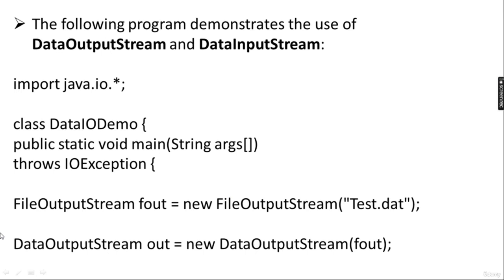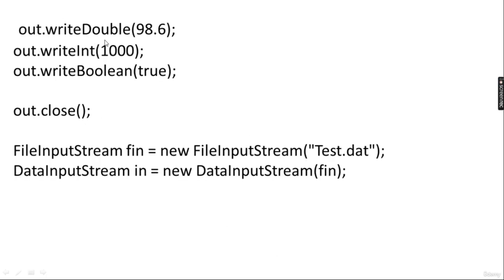Now we will see the program with both data output and input stream. FileOutputStream, new FileOutputStream, test.dat file we are creating. DataOutputStream, new DataOutputStream with fout as a parameter, out.writeDouble(98.6), out.writeInt(1000), out.writeBoolean(true), out.close. Okay, FileInputStream fin, new FileInputStream test.dat, DataInputStream in is equal to new DataInputStream(fin). So the first one, output stream test, is done.